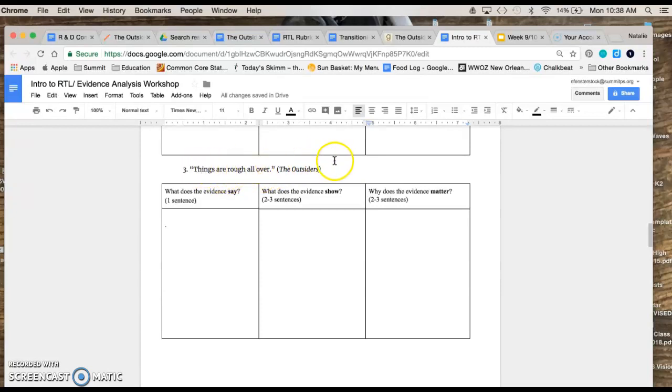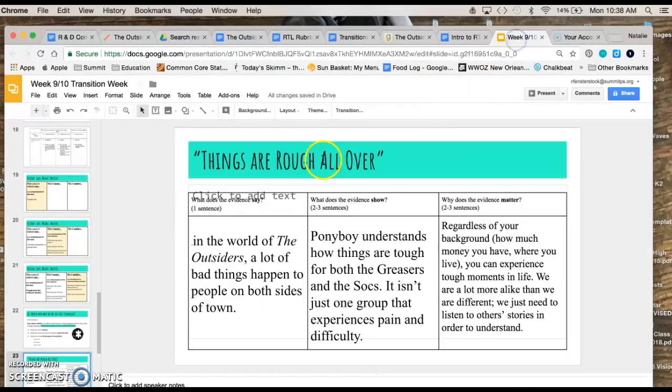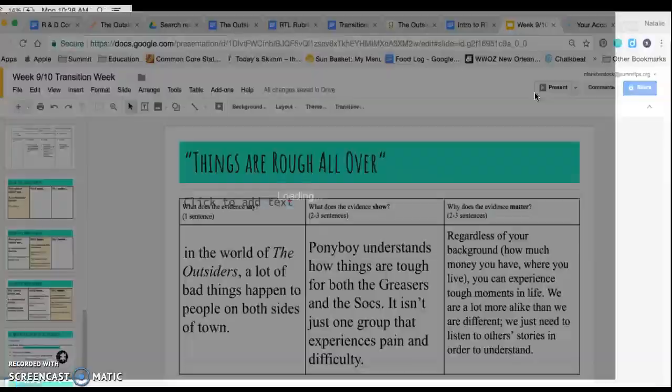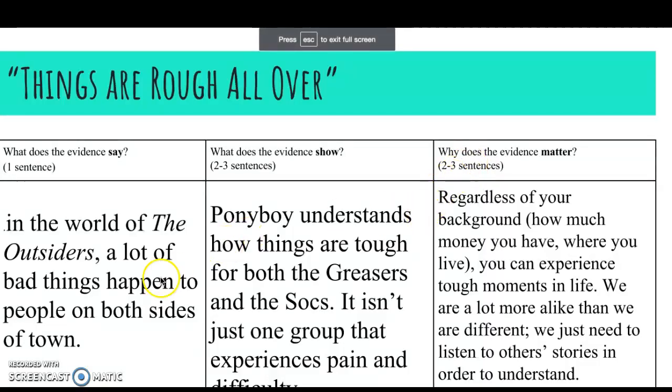"Things are rough all over." You might remember where this was in the text, when Ponyboy is talking about the outsiders. So, what does the evidence say? In the world of The Outsiders, a lot of bad things happen to people on both sides of town. That's my paraphrase of the quote, things are rough all over.